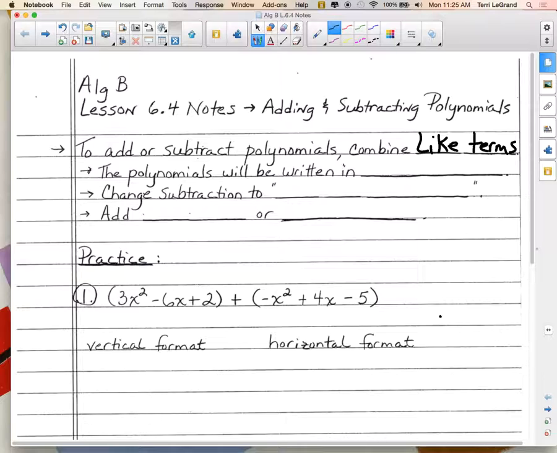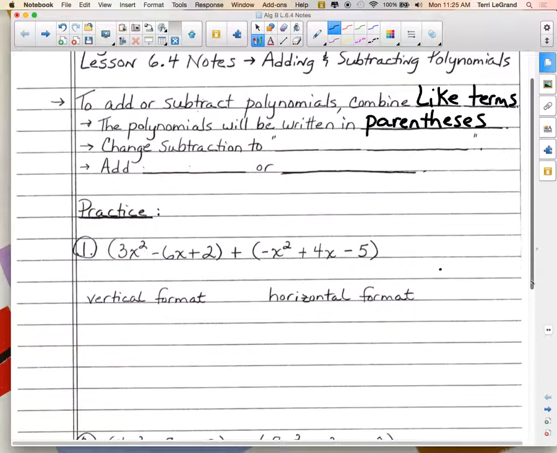The polynomials will be written in parentheses. In other words, you'll know what the polynomials are that you need to operate on. They will be in parentheses. It'll say this is a polynomial that needs to either be added to another polynomial, or maybe there's going to be a subtraction between them, and they show you the polynomials by putting them in parentheses. We are going to change our subtraction to add the opposite to help us be successful.